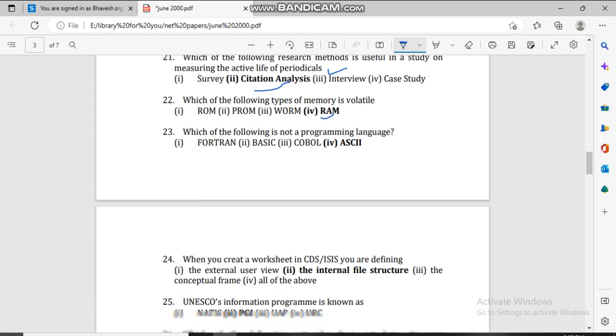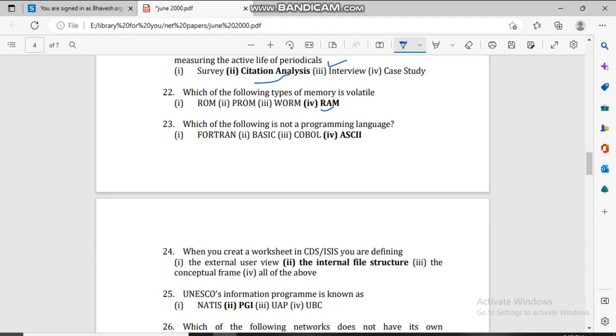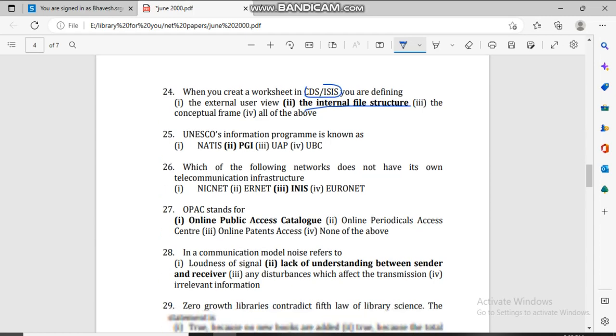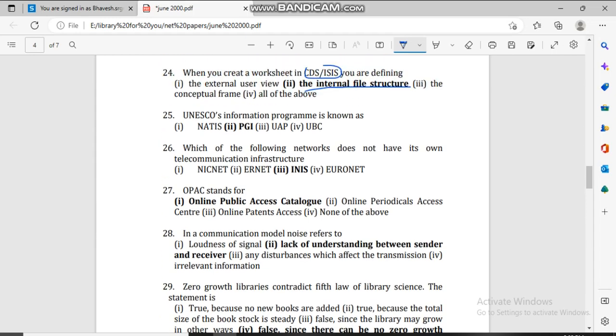Which of the following types of memory is volatile? That is RAM. Which of the following is not a programming language? ASCII. When you create a worksheet in CDS/ISIS, you are defining the internal file structure. UNESCO information program is known as PGI.